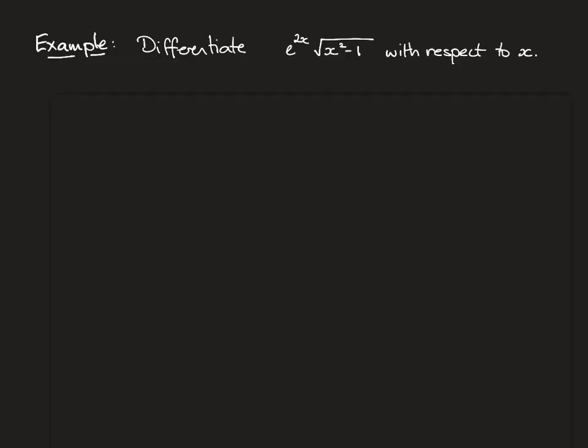So let's do an example. We're asked to differentiate e to the 2x times the square root of x squared minus 1. So you can see that we have two functions here, our exponential function and our square root of a quadratic. And so our solution process goes, let u equal e to the 2x and v, I've written, you can see, as x squared minus 1 to the power of a half.